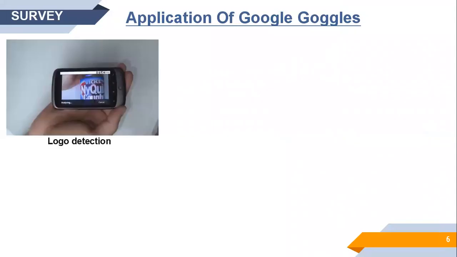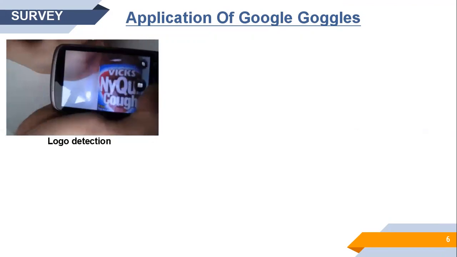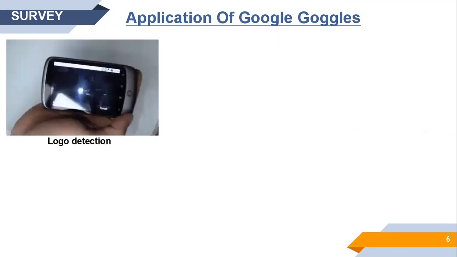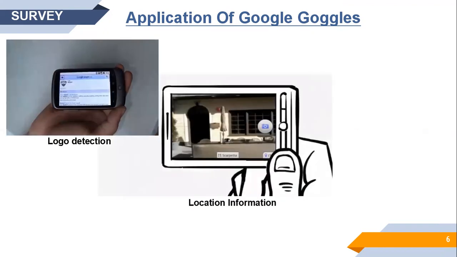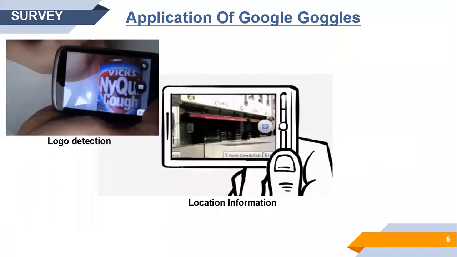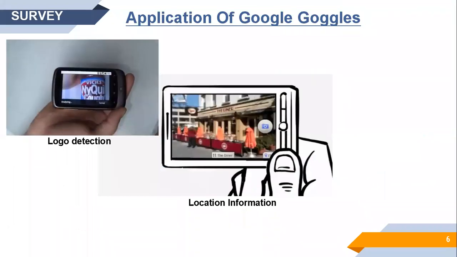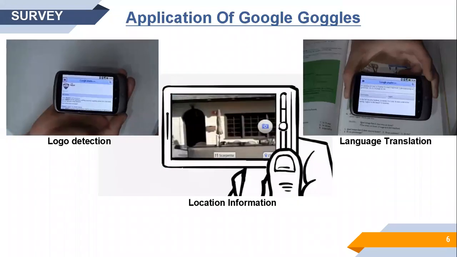So next is the application of Google Goggles. First one is the logo detection. As I said, if we scan something with a logo, it will display the information about that logo, for example, Puma. Next is the location information. If you hold a camera in front of any business, it will let you know the relevant content on the website. Next one is language translation.